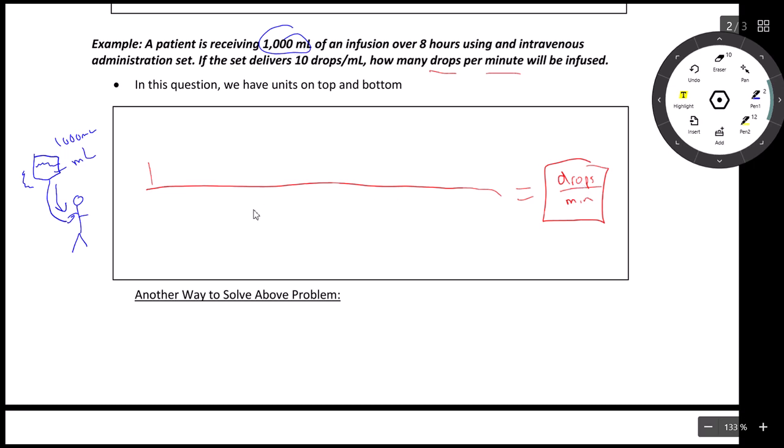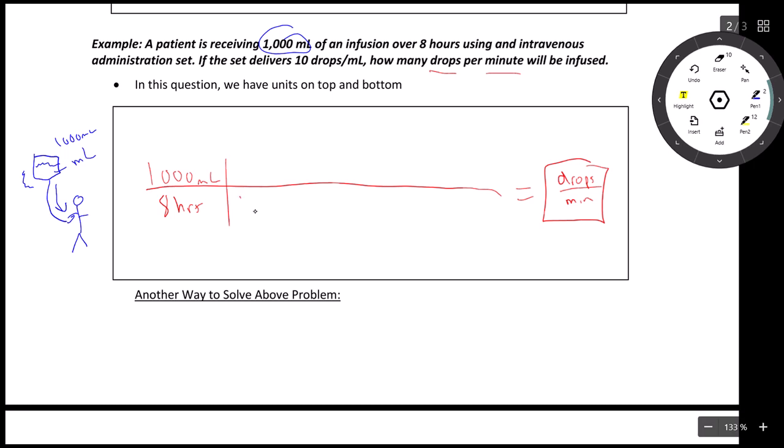So I'm going to use it this way: 1,000 mLs has to be infused over 8 hours. That's what's given to me. That's my first ratio there. Now my goal is to start canceling out units until I'm left with drops per minute. So you can start with any one you want. You can start with mLs or hours. I'm going to start with mLs because that's the one on top.